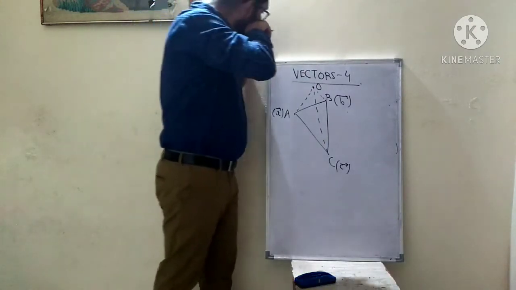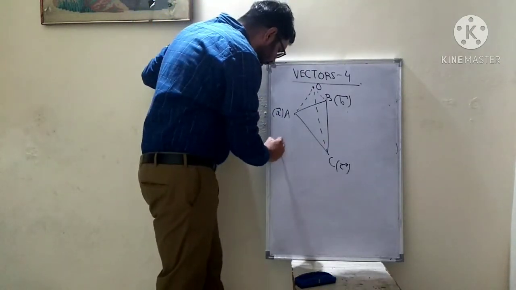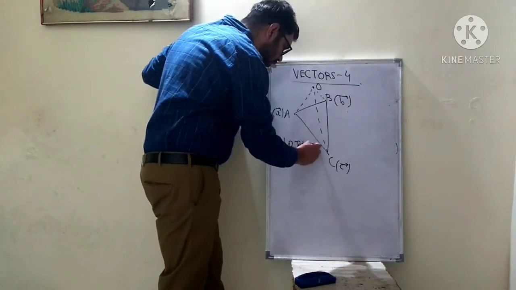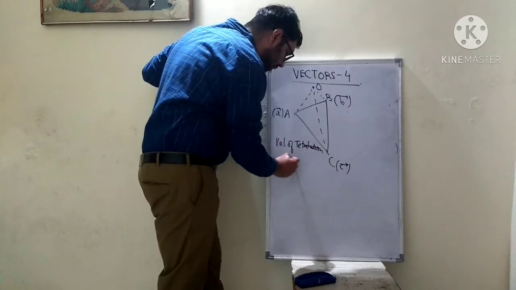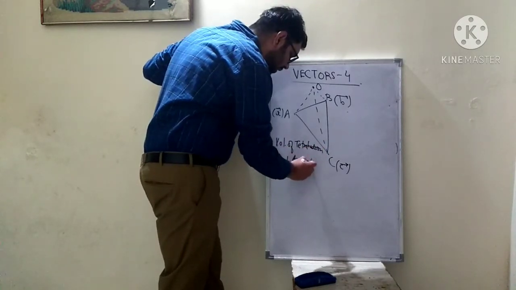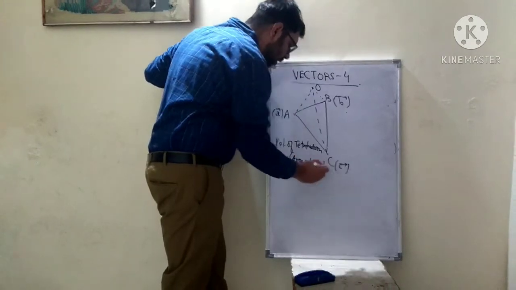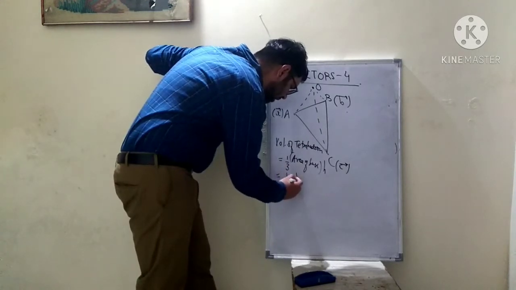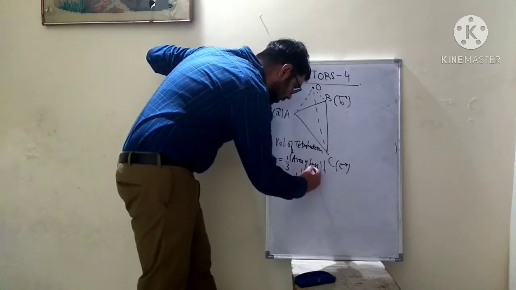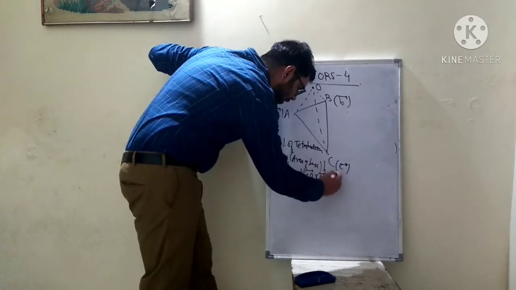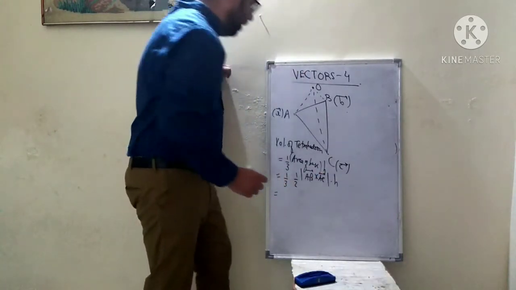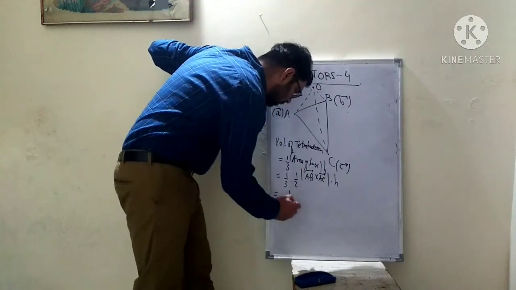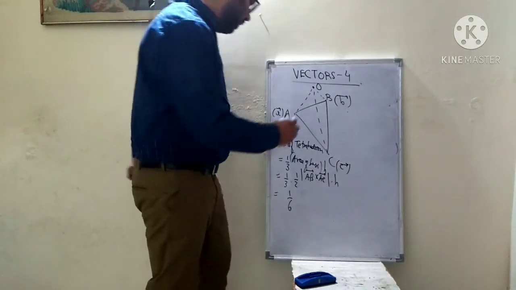Now if we want to find the volume of this tetrahedron, the volume of a tetrahedron is 1 by 3 area of base into height. Now the area of the base we can write as half of the magnitude of AB vector cross AC vector, which we already know. So 1 by 3 into 1 by 2 will become 1 by 6 of AB cross AC vector, you can write like this.